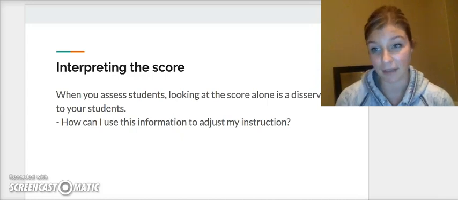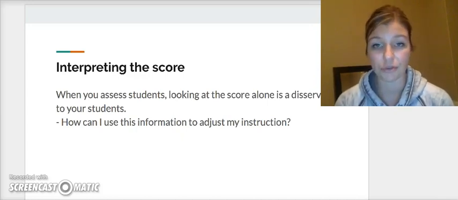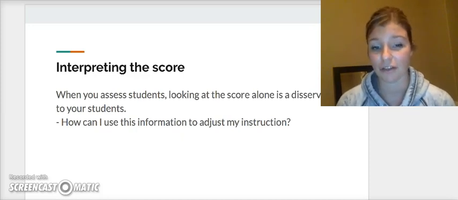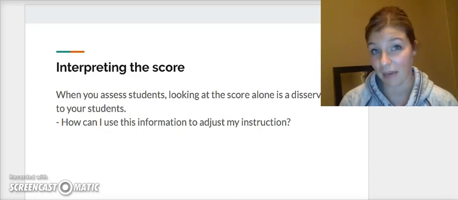So if you're testing something in social studies, you ask 5 questions. Students respond to your 5 questions. You score them all, and a majority of your students get 3 out of 5. Then you start asking yourself questions. Which ones did they miss?